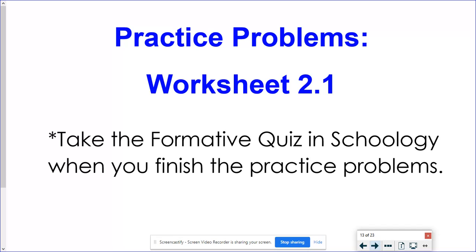So today, your practice problems are going to be worksheet 2.1. You know that the answer key is in Schoology, so when you finish the worksheet, you should absolutely go in there and check your answers and make sure that you're doing all right on all of those. And then make sure that you take the formative quiz in Schoology when you're all done. If you need any help, let me know.